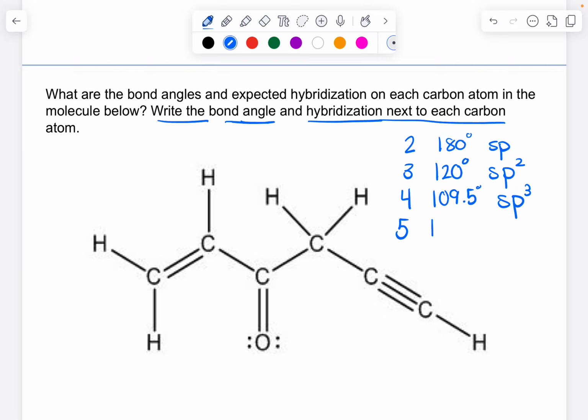5 regions, that's where we get the 120 and 90, and that would be sp3d. This is when we start to use the d orbitals. 6 regions is going to be 90 degrees, and it would be sp3d2.